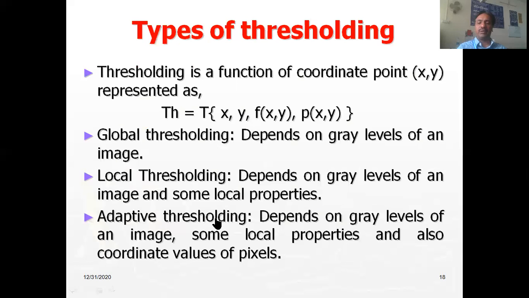Then we have adaptive thresholding. The adaptive thresholding depends on gray levels of the image, that is f of xy, some local properties p of xy, and also on the coordinate values of the pixels, say x and y. So global thresholding depends on only gray levels of the image. Local thresholding depends on f of xy and p of xy. However, adaptive thresholding depends on all four values: x, y, that is coordinate values, and also gray level values along with the local properties of the image or pixels.